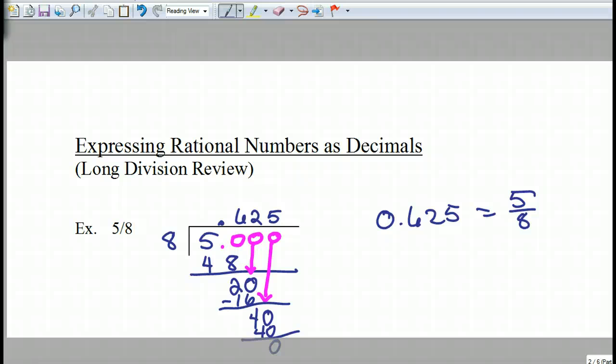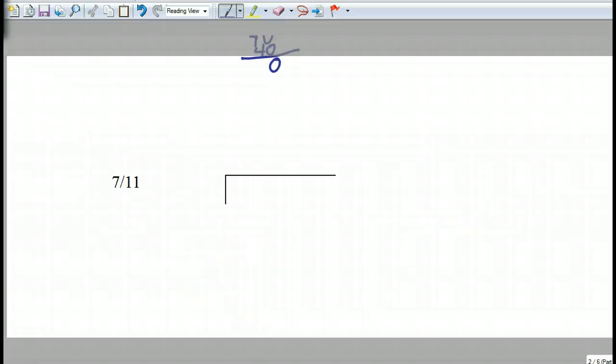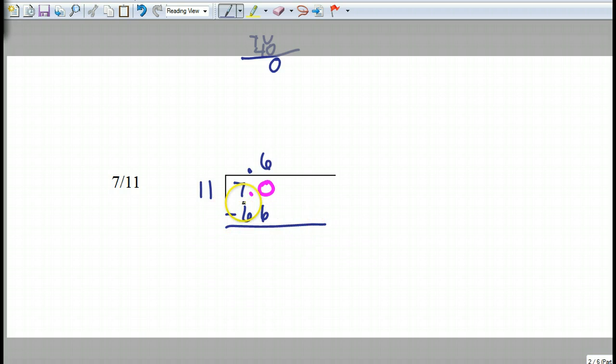Let's do another one. 7 divided by 11. So we're going to start off with 7 here and have 11 on the outside. Well, obviously 11 does not go into 7. So first we're going to add a decimal and a 0. Okay? 11 goes into 70 how many times? 6. And there's going to be a decimal point right here. So 66. 70 minus 66 is 4. Got to add another 0.